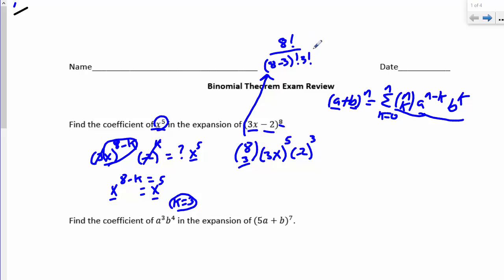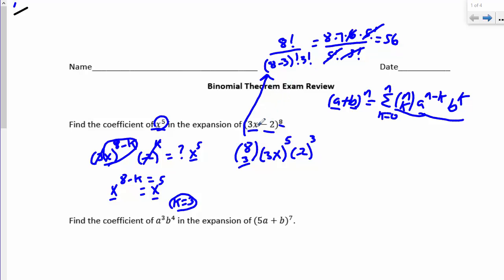Okay, and what that basically means is 8 factorial is 8 times 7 times 6 times 5 factorial. And this is going to be over 8 minus 3 factorial, which is in fact 5 factorial times 3 factorial. These 5 factorials will cancel out. 3 factorial is the same thing as 6. It's 3 times 2 times 1. That's going to cancel out with this 6, so it's going to be 8 times 7, which is simply 56.